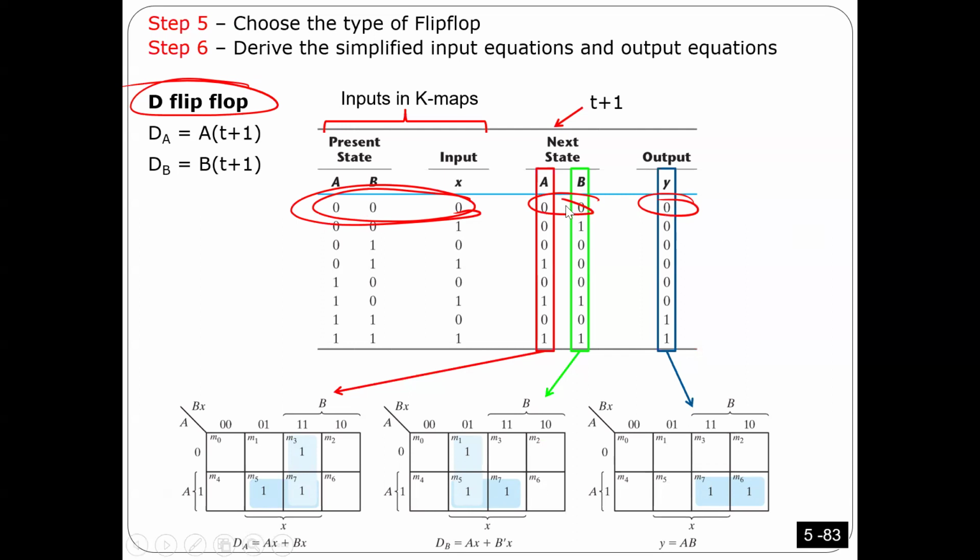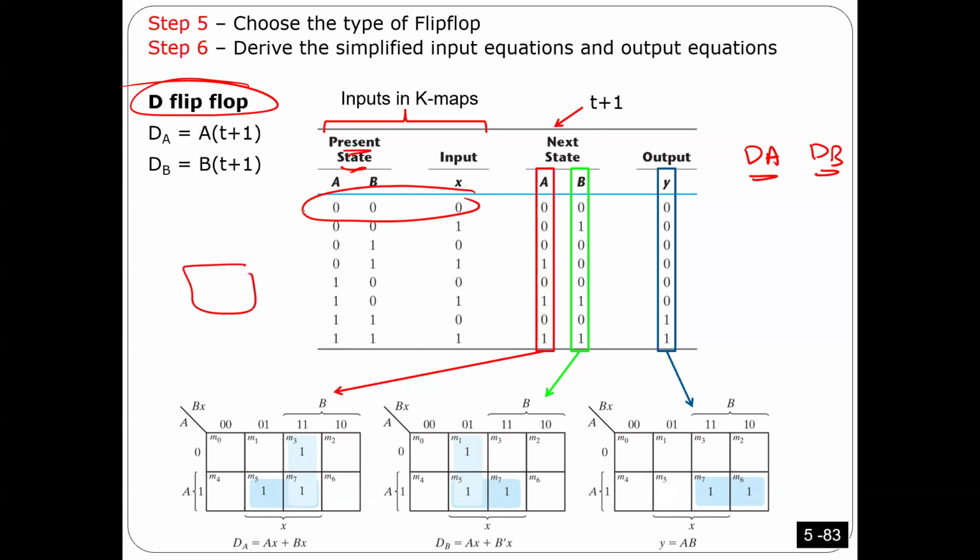If this is the input, I will get this one. So I need to design a combinational circuit. As I told you last time, you need to find the input GA and GB. If this is the present state, what should be the input? This is the input of the combinational circuit.